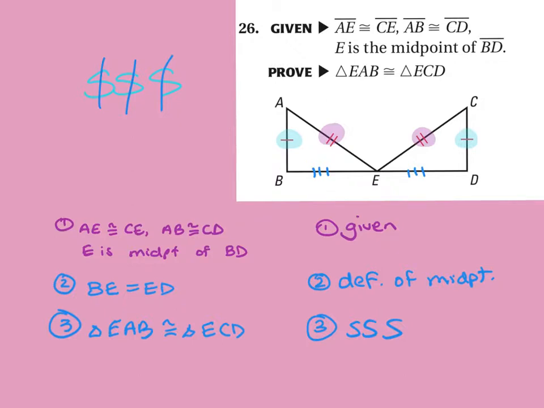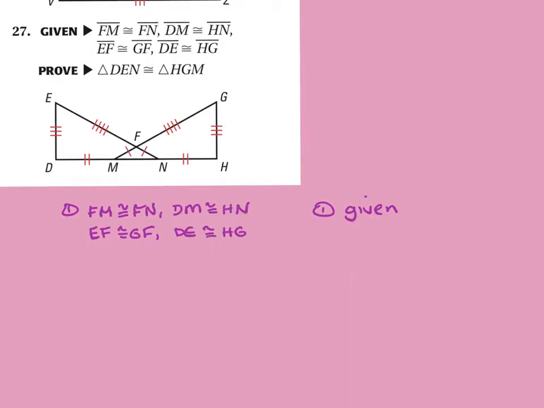Questions on that one? Again, back to the easy side of the spectrum. All right, this one: FM is congruent to FN, which is this one, FM, little guy, to FN. DM is congruent to NH. EF is congruent to FG. And DE is congruent to GH.